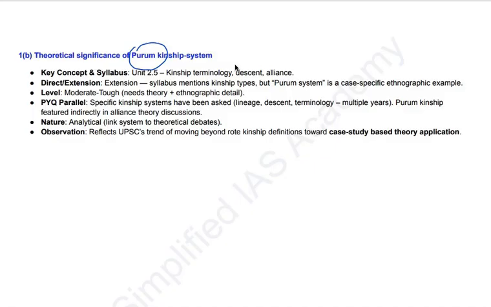Then we will get into how you should tackle such a question if you don't know about these. So Purum, if you know that they are a tribe from Manipur, and the question is asking you about the theoretical significance of their kinship system, you could say this is kind of an extension of whatever you have read about the kinship system. And if you just start categorizing it, it is mostly on the tougher side, if not moderate, for you.